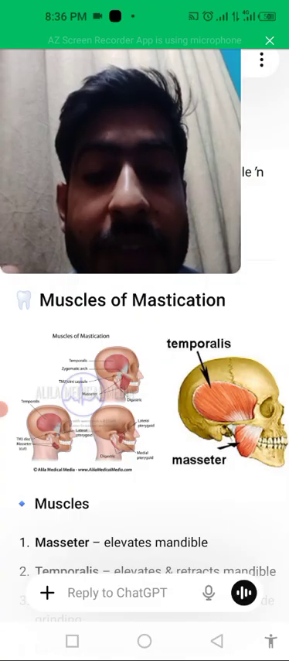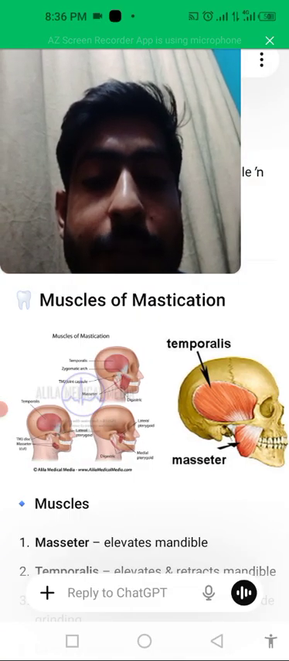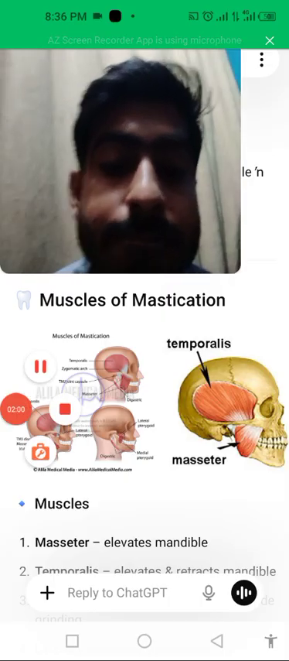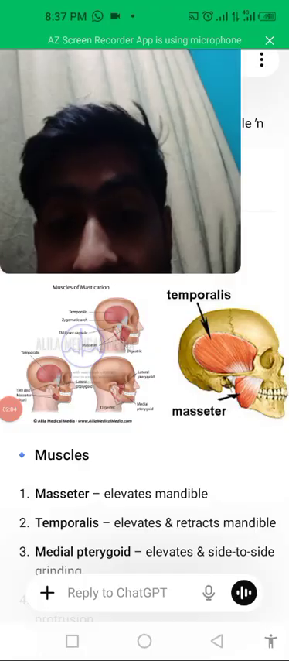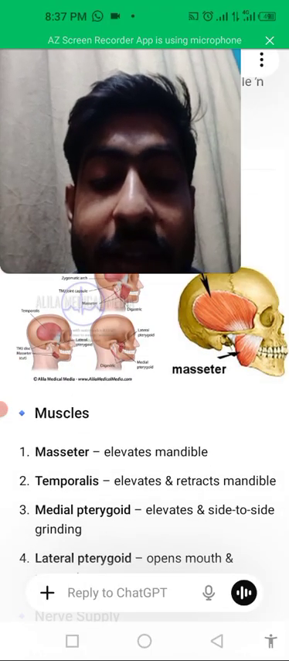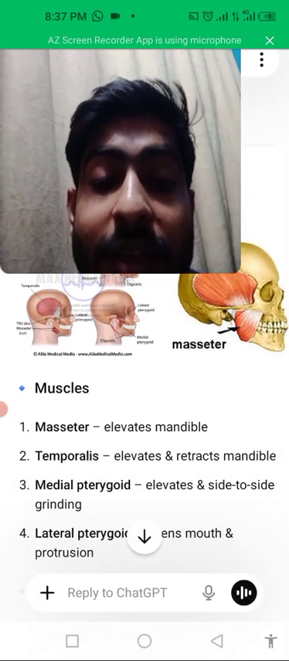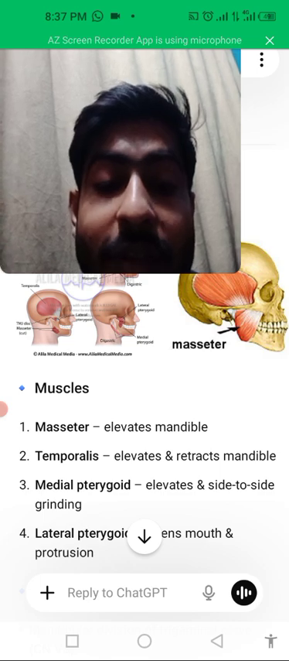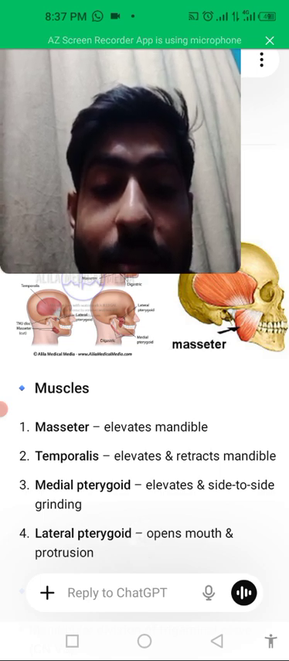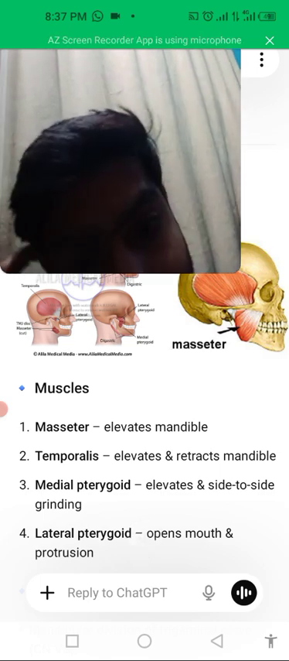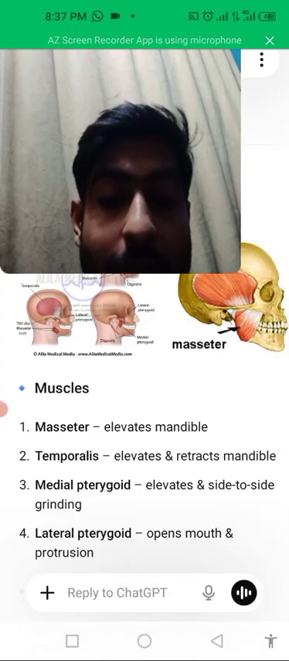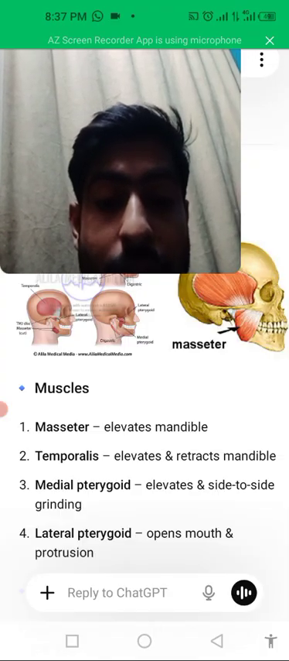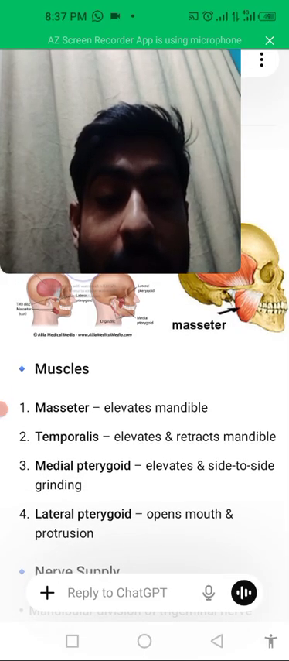These are different muscles and very important. The muscles of mastication include masseter, temporalis, medial pterygoid, and lateral pterygoid. The masseter elevates the mandible, the temporalis elevates and retracts the mandible, the medial pterygoid elevates the side of the mandible, and the lateral pterygoid opens the mouth and helps in protrusion.